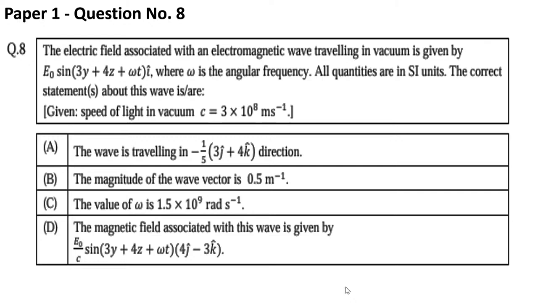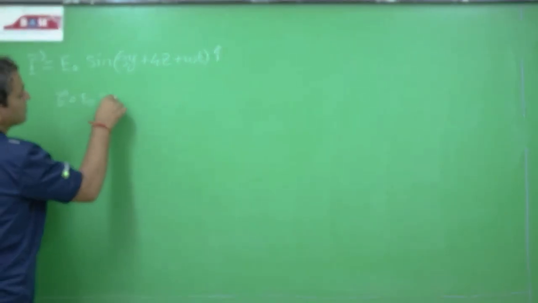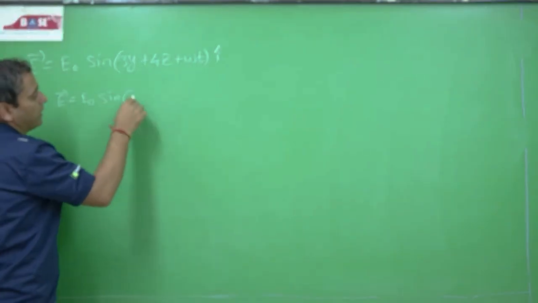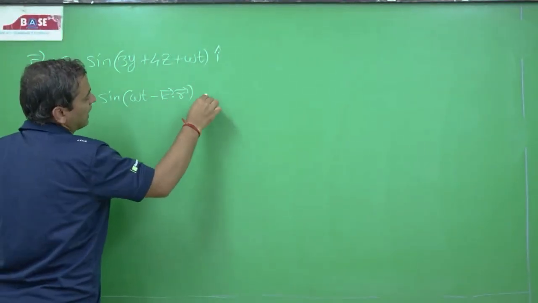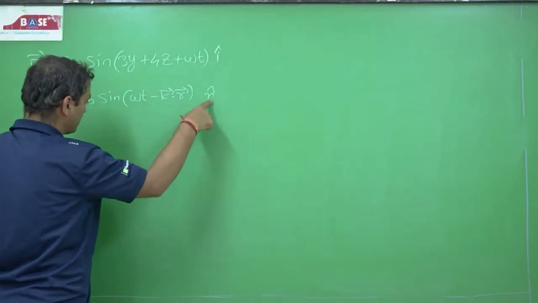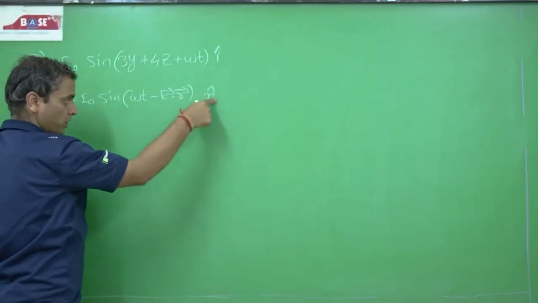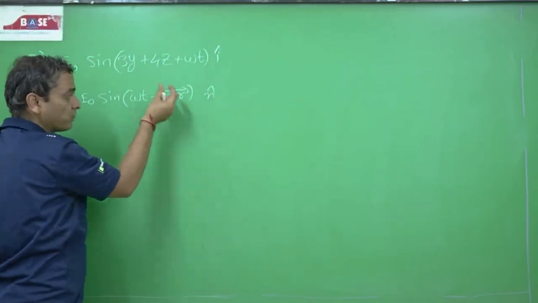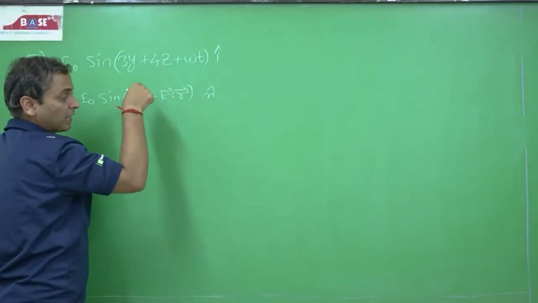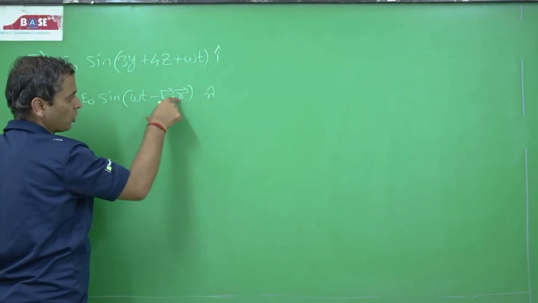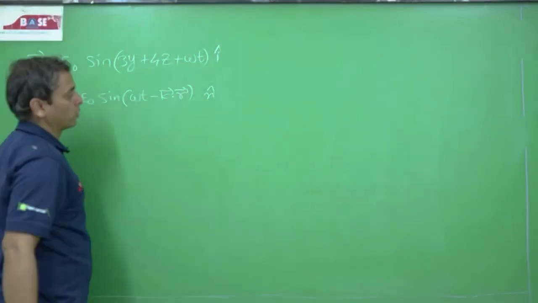Now, how do we judge the direction in which the wave is traveling? We can compare this with the standard equation. The standard equation for the electric field could be treated as E naught sin(omega t minus k vector dot r vector) times n cap. n cap is the direction of electric field fluctuation, whereas r vector is the position vector of the point at which the electric field is calculated, or the point through which light is traveling. k vector is the wave vector for that wave.